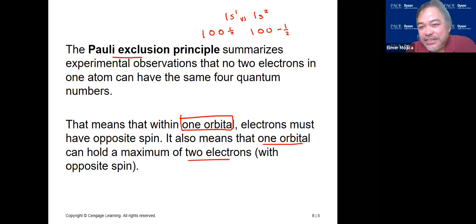So this is the explanation why, if you're asked for the number of electrons, you multiply the orbitals that you have by 2. Because an orbital can only have at most 2 electrons. And how do you differentiate the 2 electrons in a quantum number? This one.